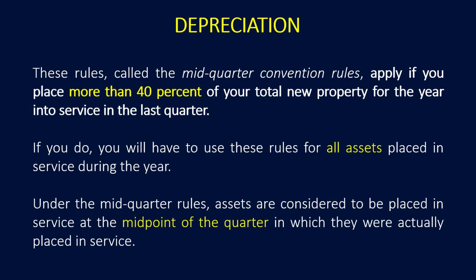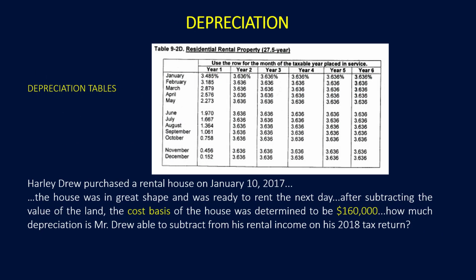These rules, again, called the mid-quarter convention rules, apply if you place more than 40% of your total new property for the year into service in the last quarter of the year. If you do, you'll have to use these rules for all assets placed in service during the year. Under the mid-quarter rules, assets are considered to be placed in service at the midpoint of the quarter in which they were actually placed in service.